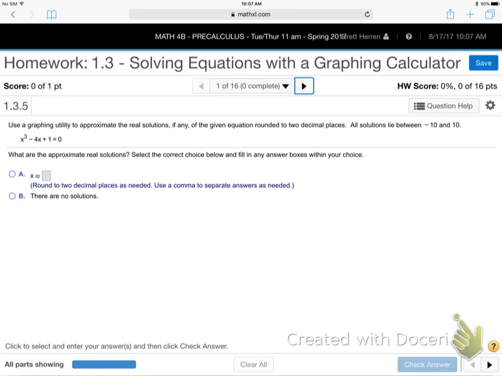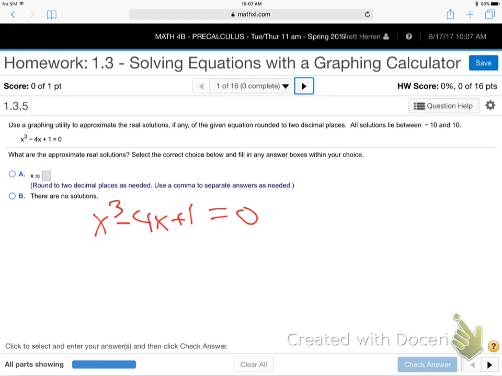All right, so x cubed minus 4x plus 1. Let's see, x cubed minus 4x plus 1 equals 0. We're going to use our graphing calculator to solve that thing. Why? Because it's really hard to solve without it. I don't know if you know, that's a super hard equation to solve by hand. In fact, I don't know how to do it. I don't know how to solve that by hand.